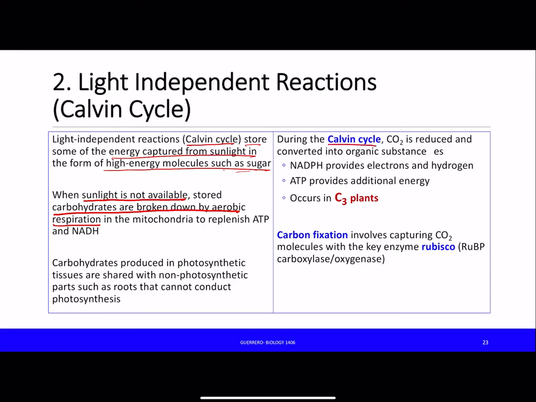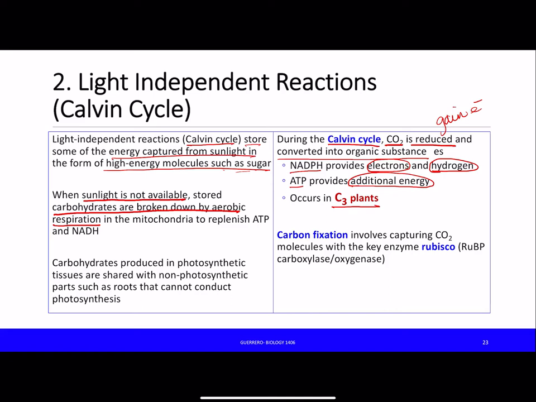Now, during the Calvin cycle, carbon dioxide is reduced. Remember, gain electrons, that's what reduce means, and then it is converted into organic substances. We are going to need the NADPH because that's where our electrons and hydrogen are coming from. And then we're going to need ATP for the energy needed to do this. This kind of reaction only happens in certain types of plants. Those plants are called C3 plants. So plants that are able to use carbon dioxide and reduce that carbon dioxide into sugar in the Calvin cycle, those are called C3 plants.